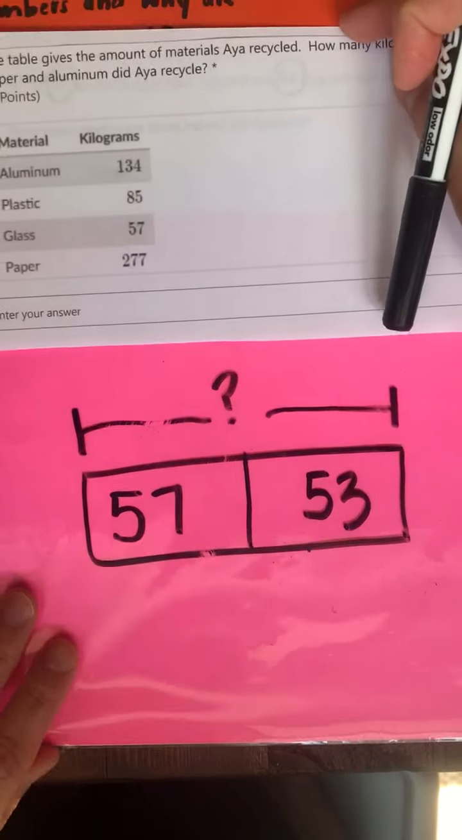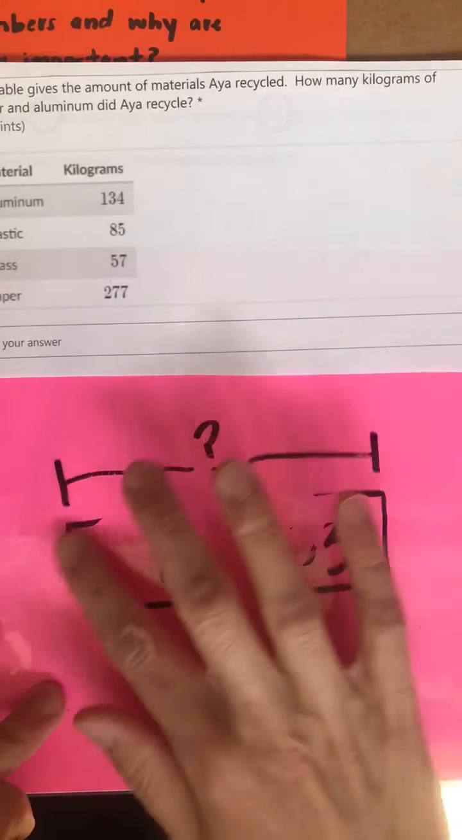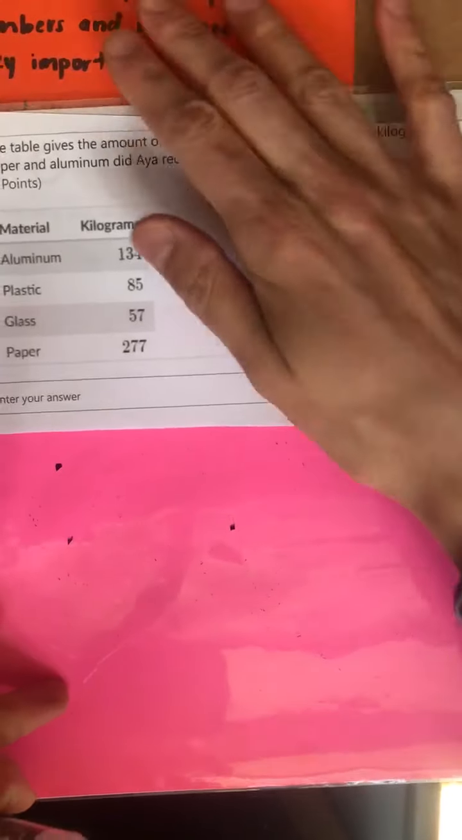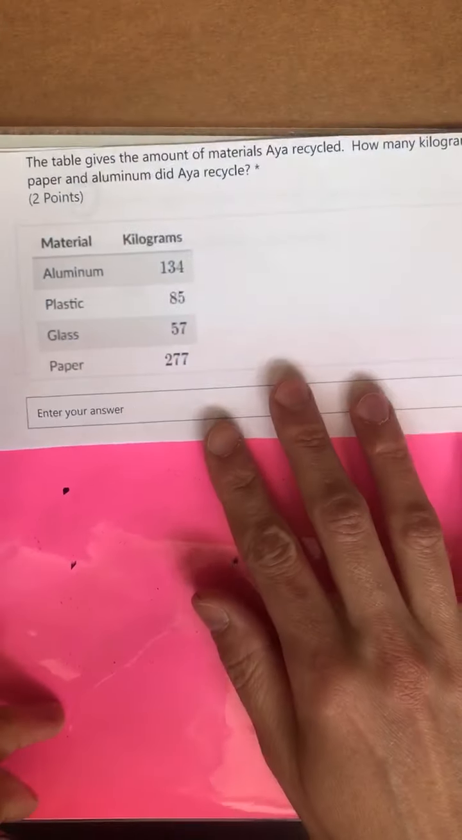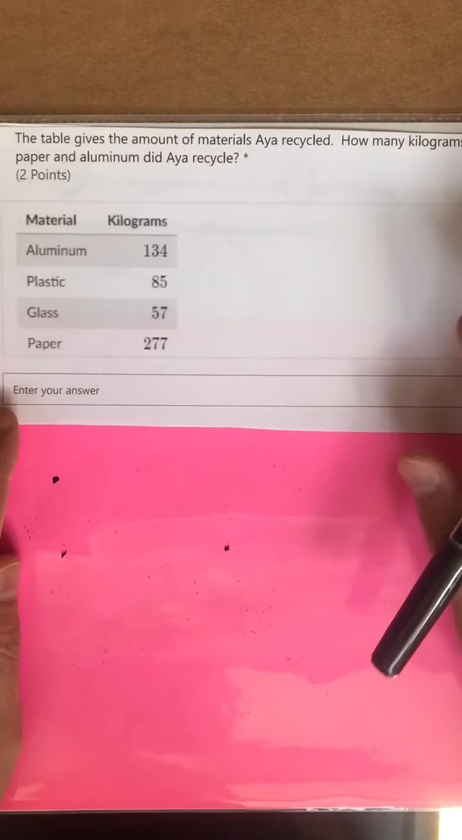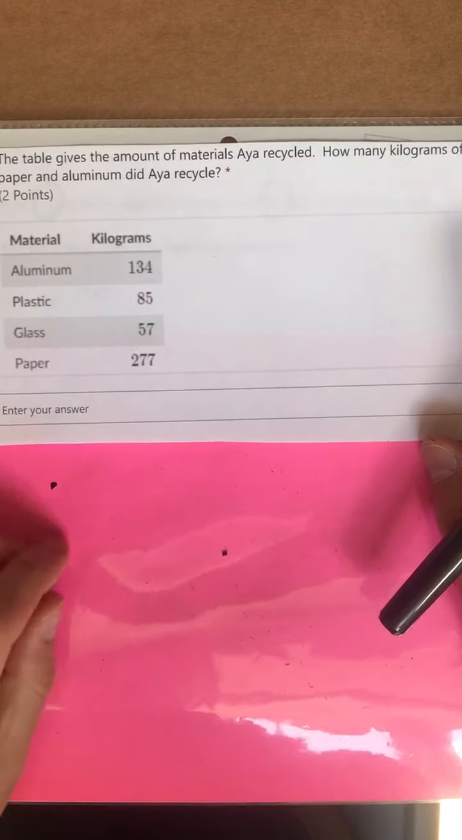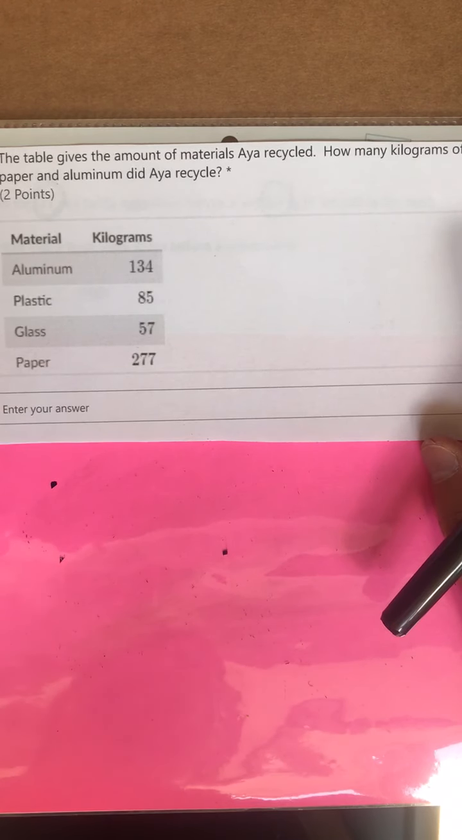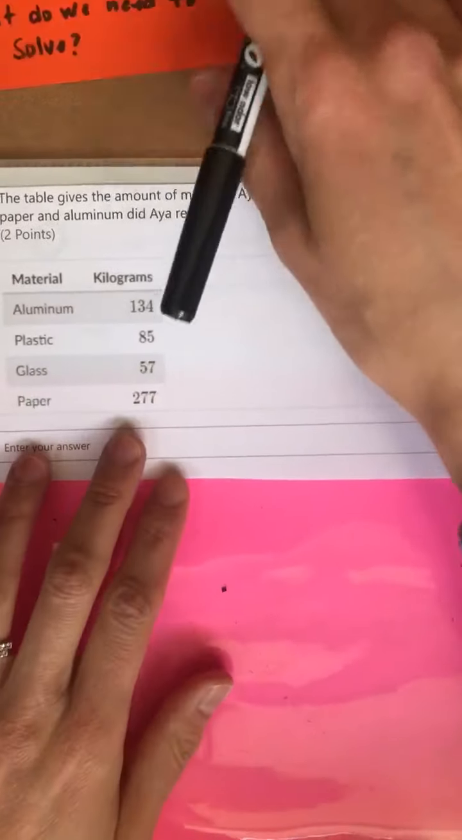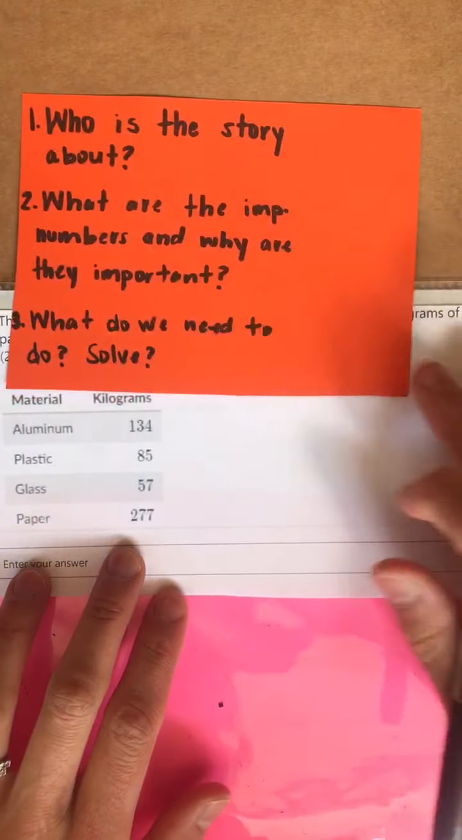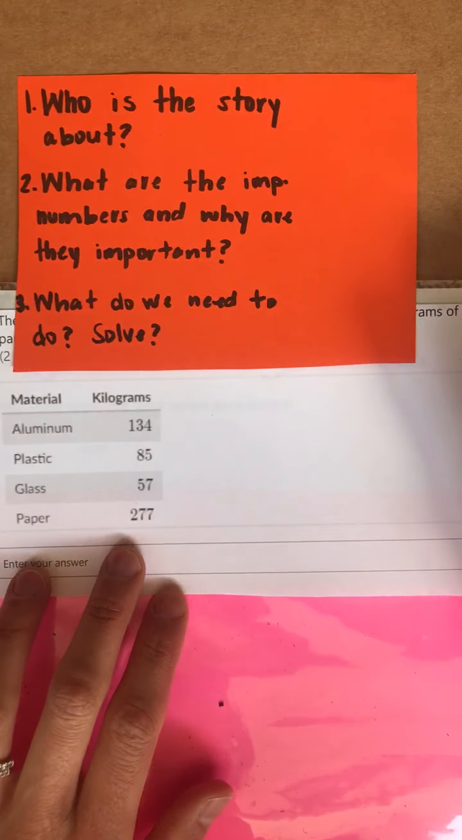Okay, friends, great job working on number 5. Let's take a look at number 6 together. Number 6 says, the table gives the amount of materials Aya recycled. How many kilograms of paper and aluminum did Aya recycle? So I would actually like you to pause your video, do your 3 reads, and when you're ready, press play.